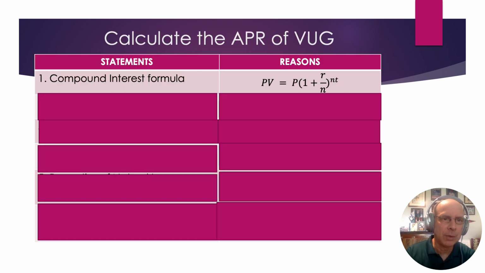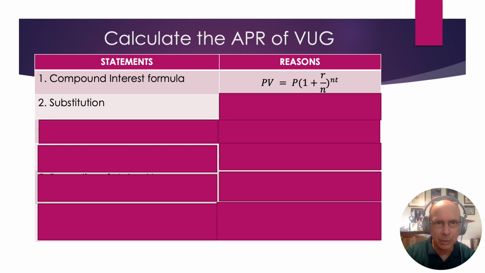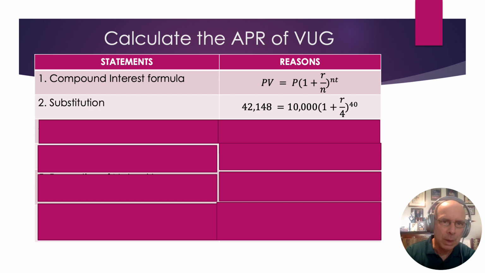Our first given statement here is the compound interest formula: the present value is equal to the principal, what you invest, times 1 plus r over n raised to the power of n times t. And then the second thing we have to do is substitute. Well, what do we know about this? According to the graph, we know that the present value is $42,148. That's based upon a $10,000 investment.